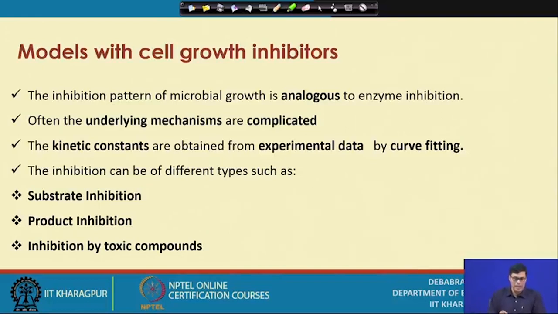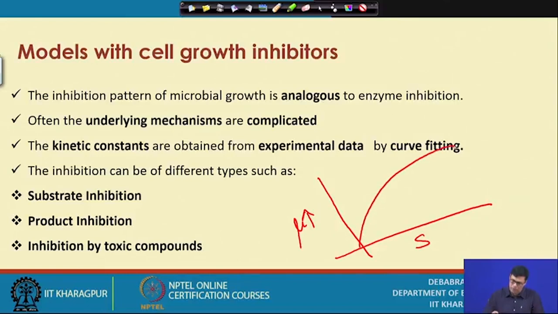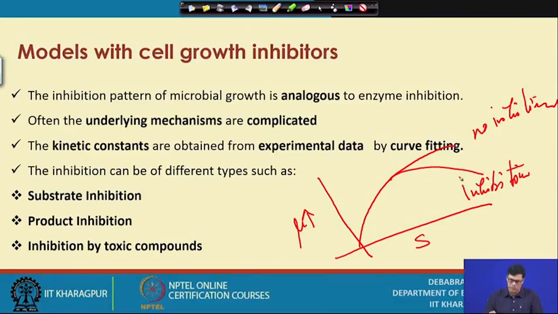Now, as I told you, there are different types of inhibition, and I can give you a typical example. Suppose when you plot mu versus S, we have this kind of plot. This is no inhibition. Now in the case of substrate inhibition, what will happen? This will be like this. This is with inhibition. Now, why at a higher substrate concentration will there be inhibition? This we consider as substrate inhibition.